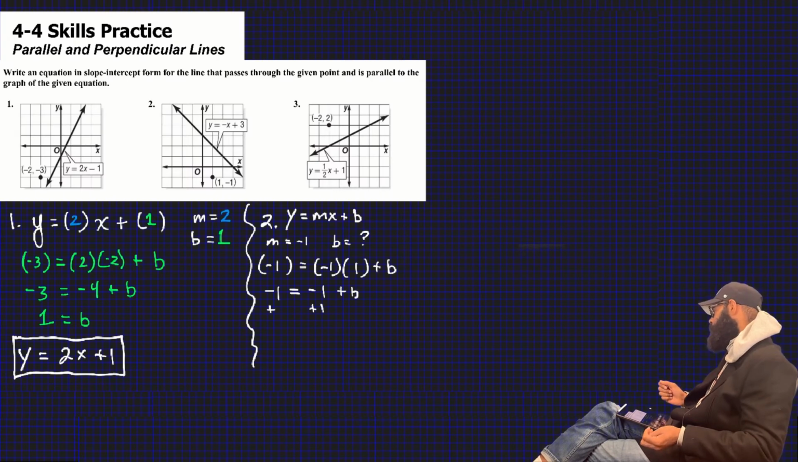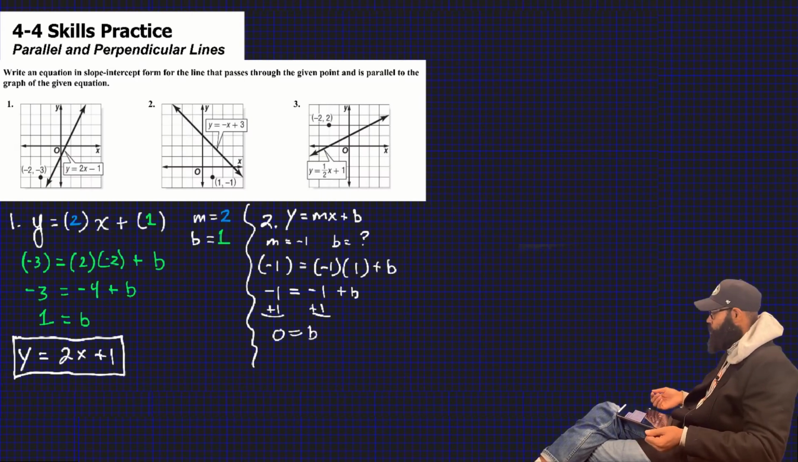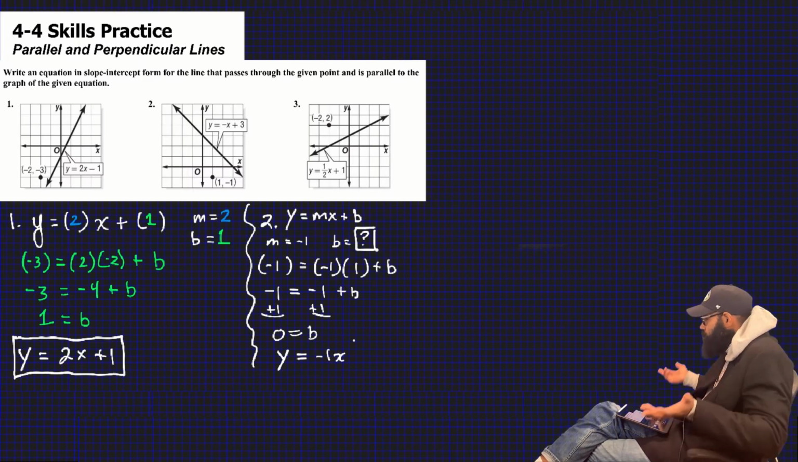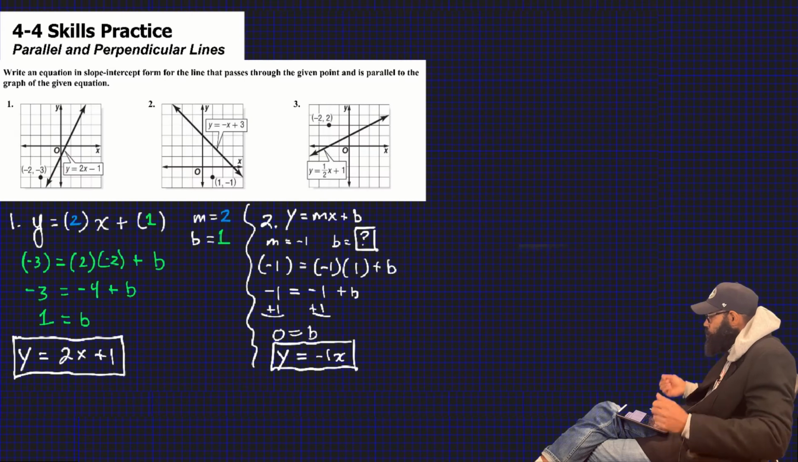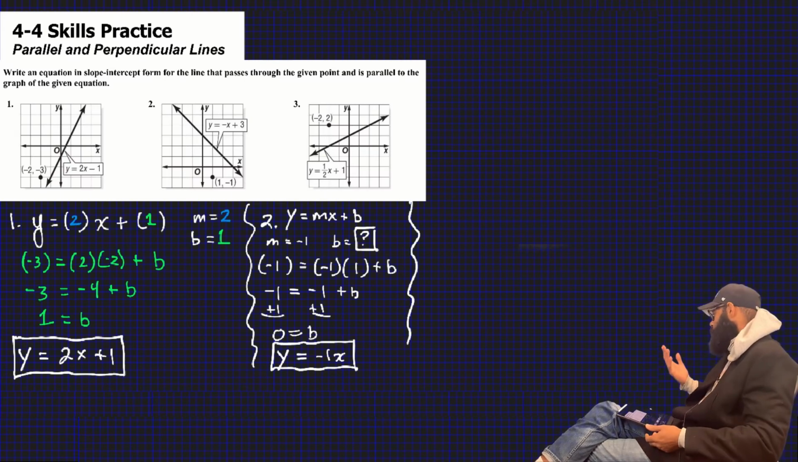Ooh, careful here. Add 1 to both sides, you get 0. So it's actually going to cross through the origin. Make sense? But what makes even more sense is my final answer where I'm not even going to have b, because b is 0. So y is equal to just negative x, or negative 1x if you want to write it that way.